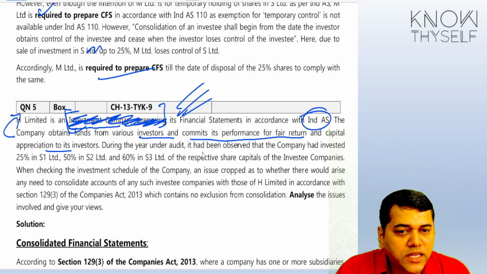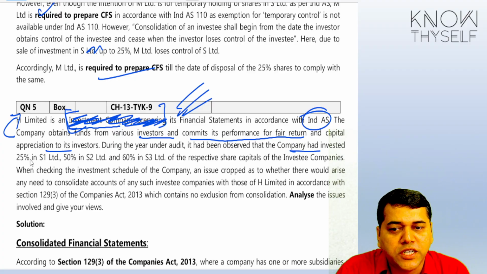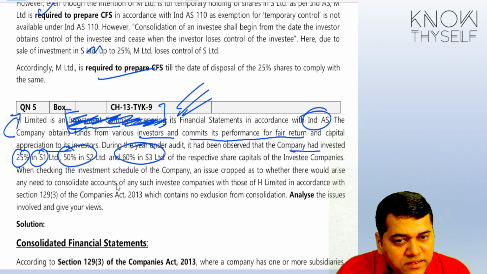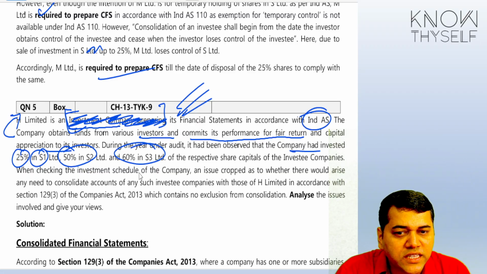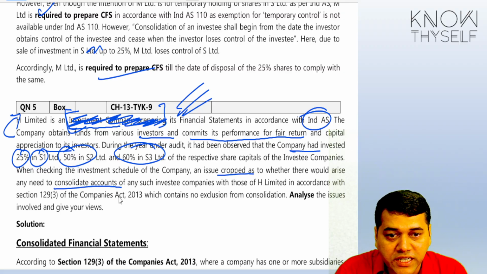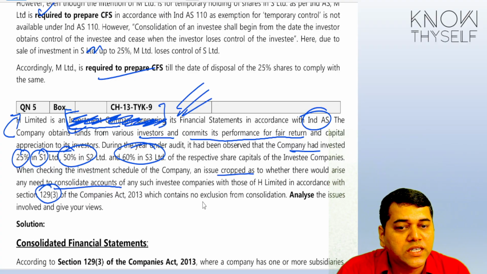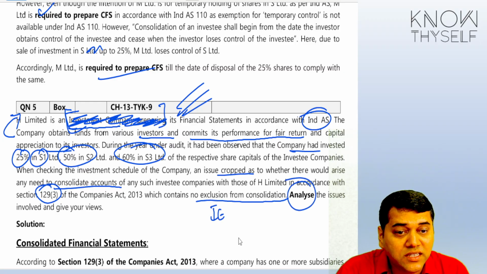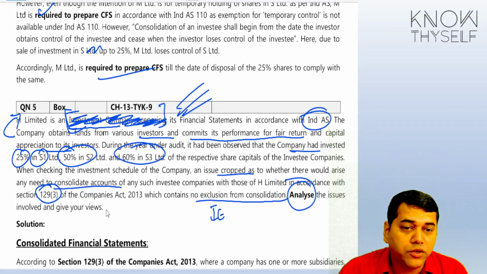Now, during the year, it has been observed that the company has invested 25% in S1 and 50% in S2 and 60% in S3. While checking the investment schedule, an issue cropped up whether this would give rise to a need to consolidate in accordance with section 129(3), which contains no exclusion from consolidation for an investment entity. Now analyze the issue and give your views.